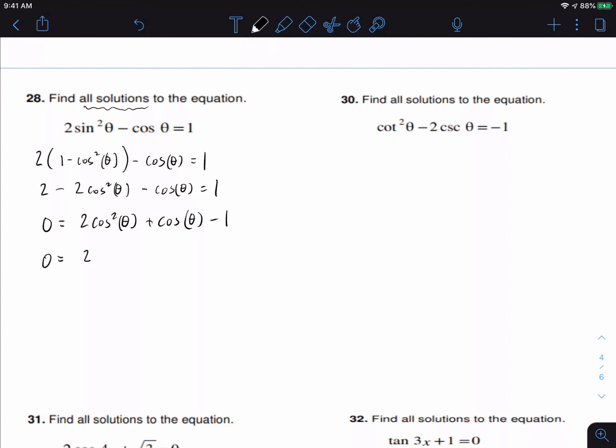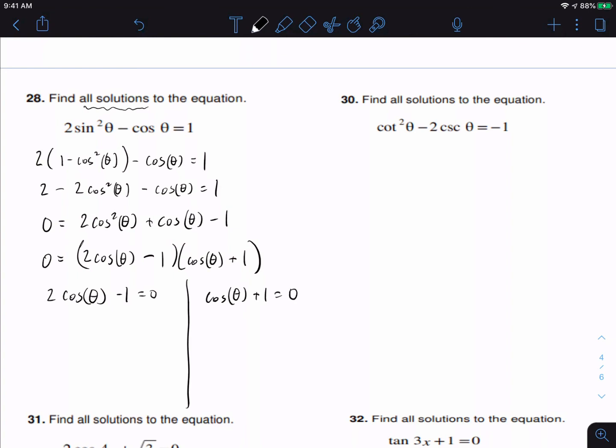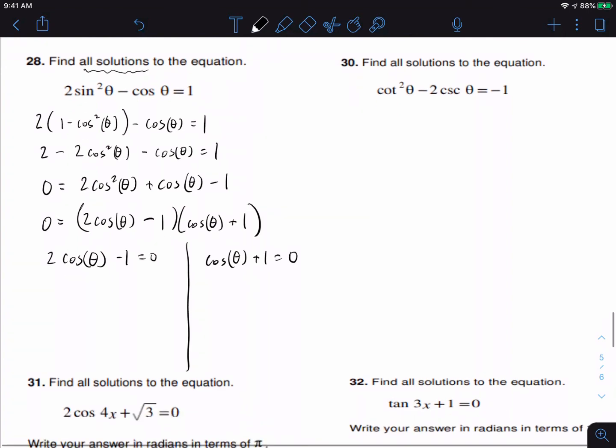So then from there we can factor. So 0 is equal to 2 cosine of theta, and here's cosine of theta, and 1 and 1. And since it's positive, that's positive and that's minus. So our two factors are going to be 2 cosine of theta minus 1 is equal to 0, and cosine of theta plus 1 is equal to 0. So 2 cosine of theta is equal to 1, so cosine of theta is equal to 1/2.